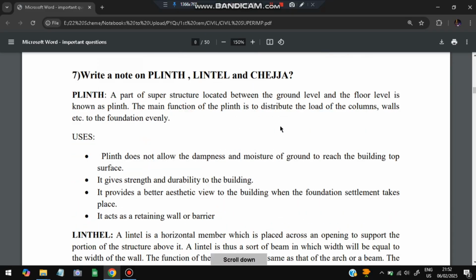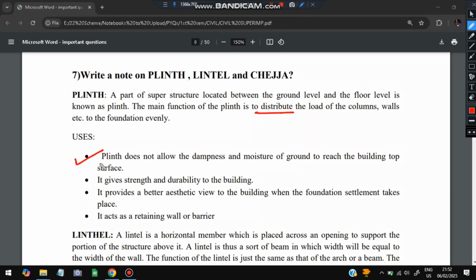Okay, moving on to the next question, we have to explain plinth, lintel, and chejja. So what is plinth, lintel, and chejja? The plinth is a part of a superstructure located between the ground level and the floor level. Okay, what is between the ground and the floor level is called a plinth. The main function of the plinth is to distribute the load of the columns and walls on the foundation evenly. Okay, to distribute the load.